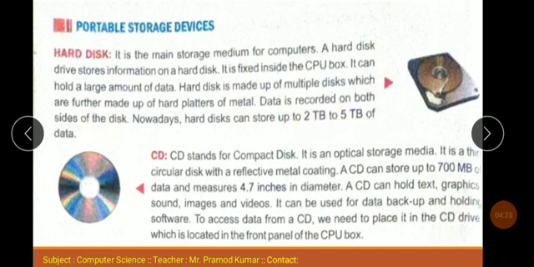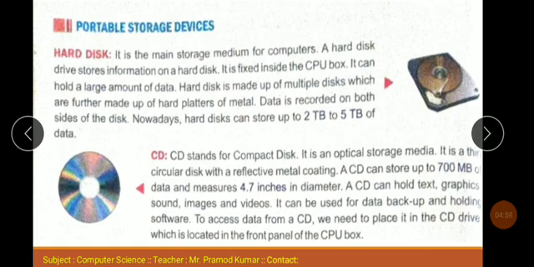Means the most important secondary memory of the computer is the hard disk. The hard disk is fixed inside the CPU, and in this hard disk you can store a large amount of data. The capacity of a hard disk is 2 TB to 5 TB, means 2 terabytes to 5 terabytes of data storage. Here is given the picture of the hard disk, shown in circular form.